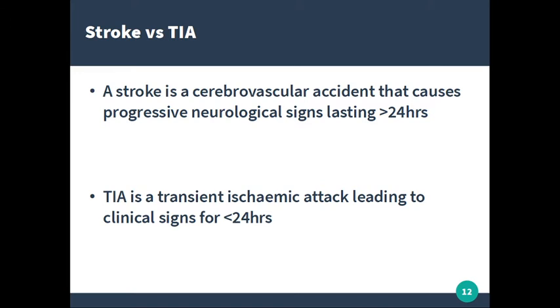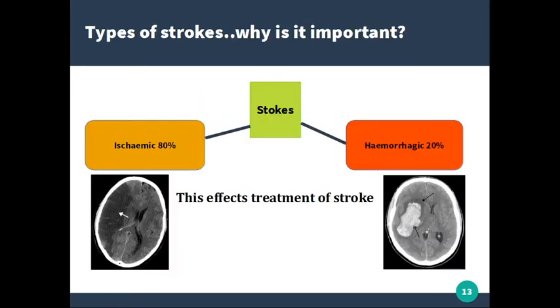So, when we have a patient presenting with a sudden onset, acute clinical presentation like weakness in a limb, we have to differentiate whether this is a stroke or a transient ischemic attack, a TIA. A stroke is a cerebrovascular accident that causes progressive neurological signs lasting more than 24 hours, whilst a TIA is a transient ischemic attack, which is an episode of ischemia, and the signs are there for less than 24 hours.